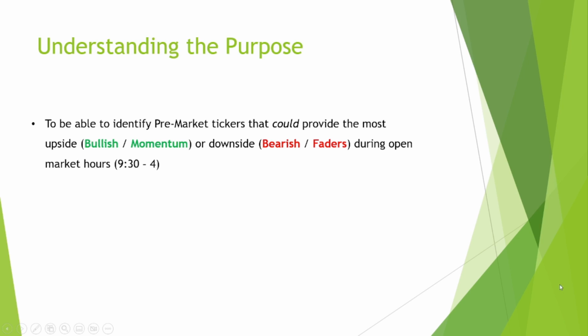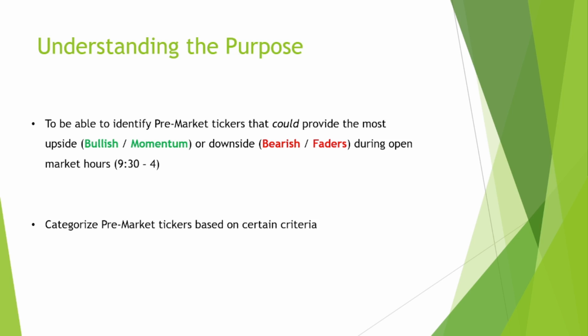Okay. Alright, so what we're gonna do in this PowerPoint is go over the Monday through Friday pre-market patterns. So first we're going to understand the purpose of this. It's basically to be able to identify pre-markets with the most upside, either bullish momentum or downside bearish faders during open market hours. So this is specifically looking at the pre-markets, taking notes, and then seeing which ones provide bullish moves or bearish moves in open market.